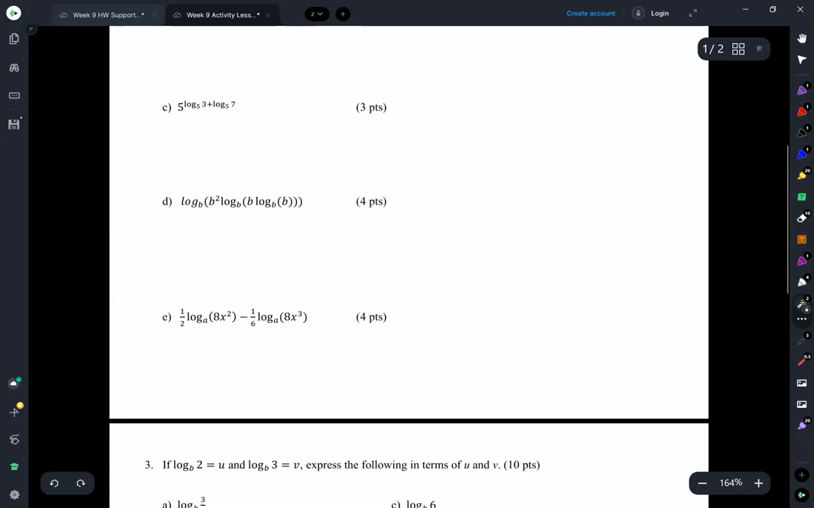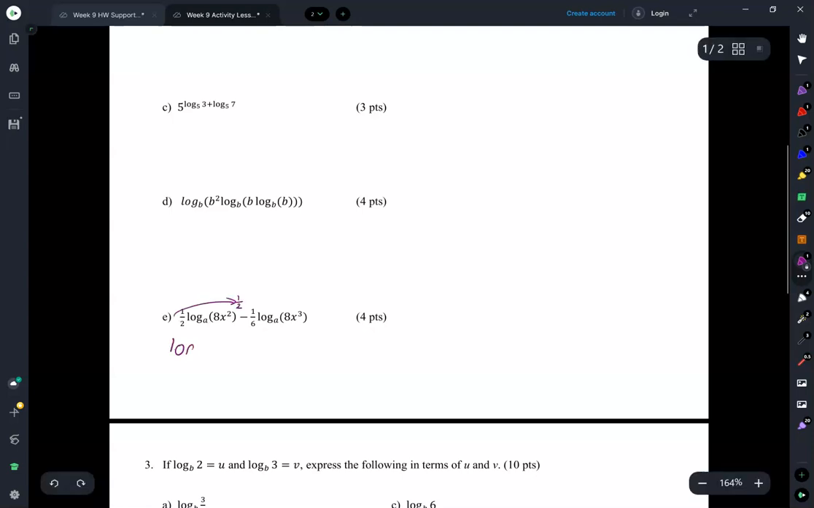Not too bad, but the first thing you want to do is use your properties. You can play around with this exponent there first. So one common mistake that people make is when they pull the exponent up here, they don't apply the product to power rule to both factors. So this would be 8 to the 1/2 and then x squared to the 1/2. You have to apply the power rule. So in essence, that goes up there.